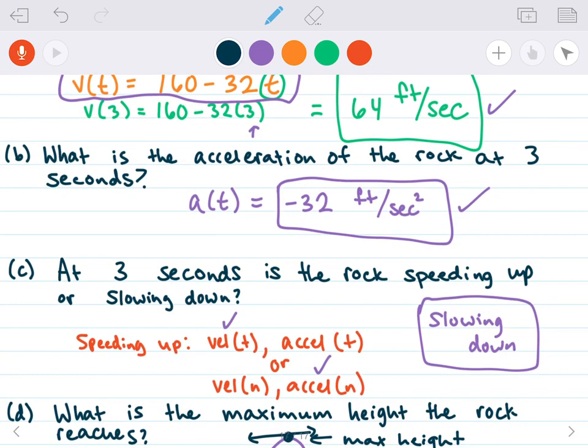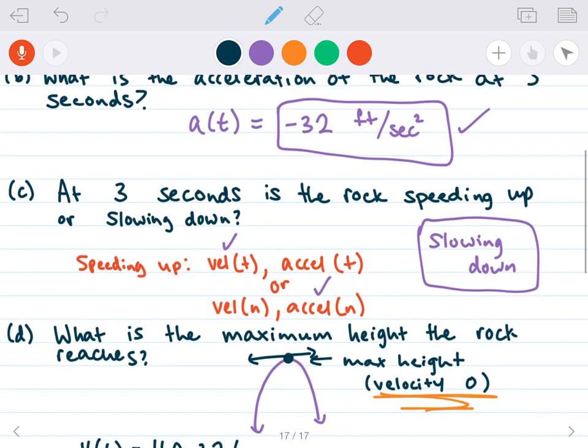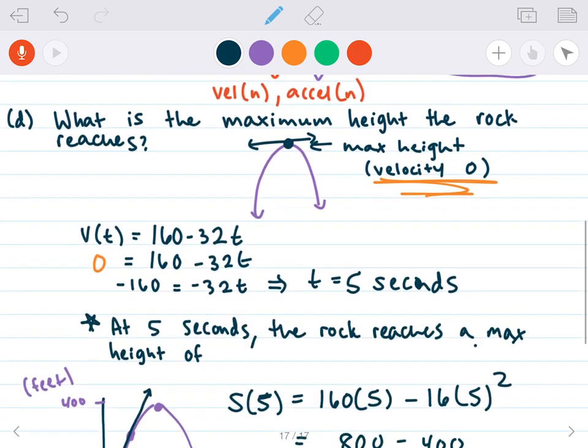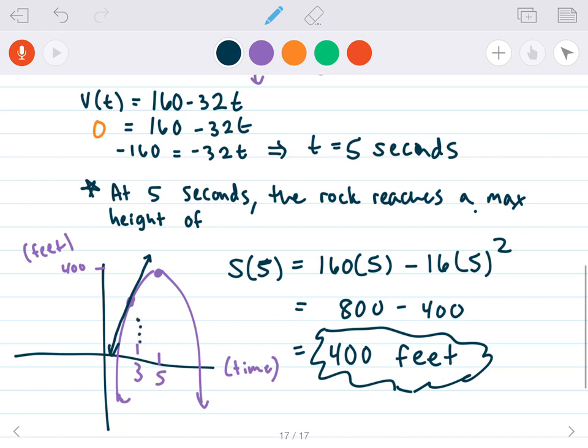It's always going to be negative 32 feet per second squared, okay? So acceleration is always negative. Then we saw that the rock is slowing down at 3 seconds, which makes sense, right? Because as soon as we throw this thing up, gravity's trying to pull it down. So this thing is slowing down at time equals 3.